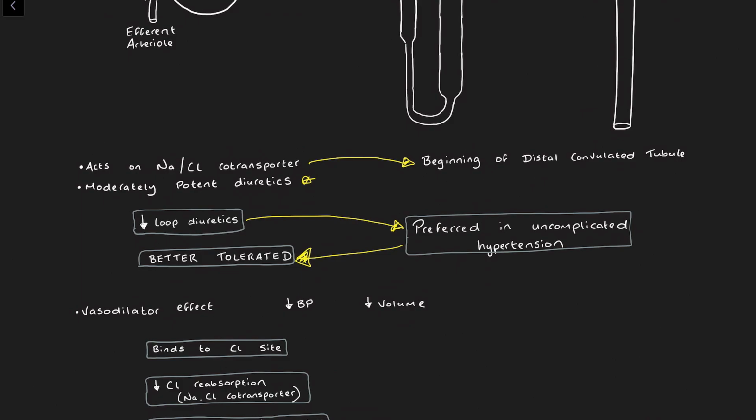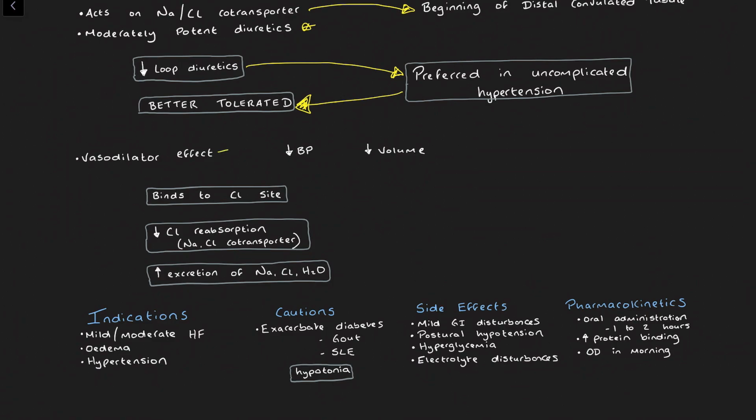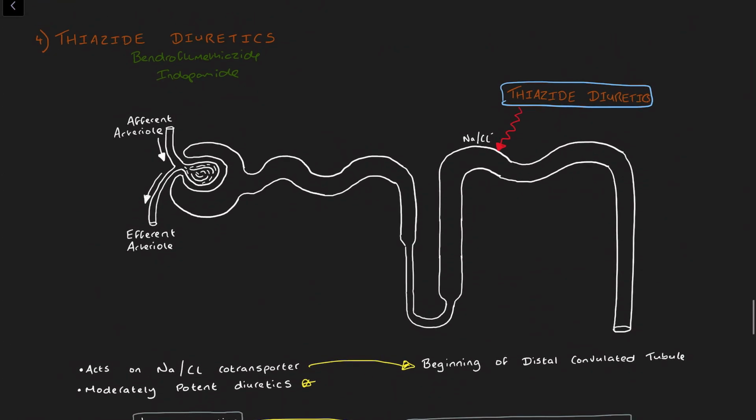Thiazides have a vasodilator effect, as the initial fall of blood pressure results from the decreased volume caused by diuresis. They bind onto the chloride site of the distal tubule, which then inhibits the active chloride reabsorption via the sodium chloride cotransporter. This results in an increase in excretion of sodium chloride and water in the urine. The resulting contraction of blood volume stimulates the renin secretion, leading to angiotensin formation and the secretion of aldosterone.